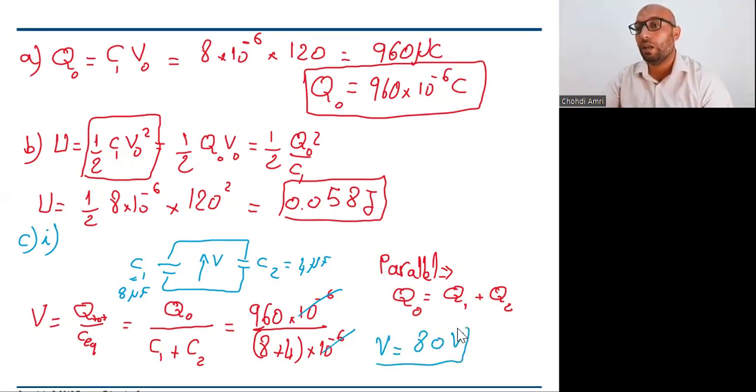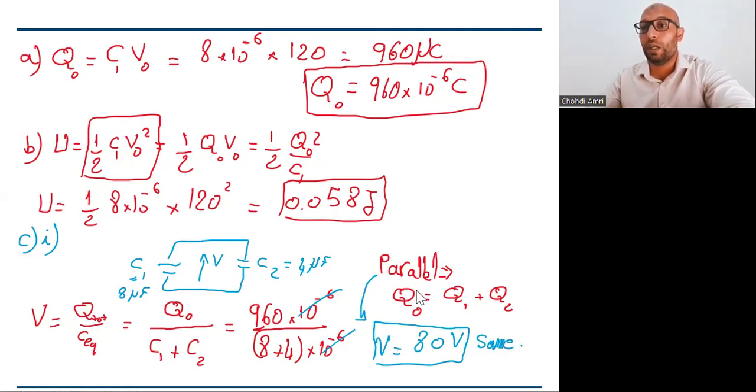Okay, so we are done. This is the first part of the question. What is the potential difference? The potential difference is the same. Why? Because they are connected in parallel, and it's equal to the total charge divided by the total capacitance.